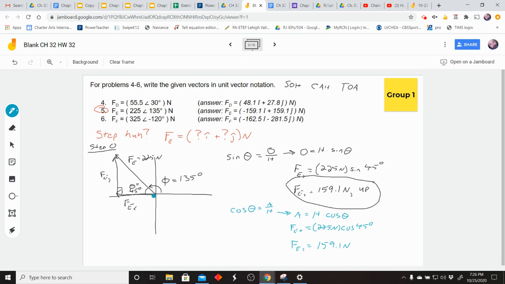But notice something. F sub E sub x is going to the left. So that's going to be important. So that one's going left. So what does that mean? When we write our final answer, F sub E is going to be equal to the i hat part, which is 159.1 newtons left. So that's really minus 159.1 newtons plus 159.1 newtons up.